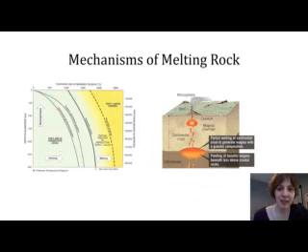And finally, melting due to heating, which is a secondary process wherein hot magma is forced to pool at the base of the crust due to density differences. The addition of heat to the base of the crust then causes crustal material, for example here, its temperature to increase, causing it to melt in place.